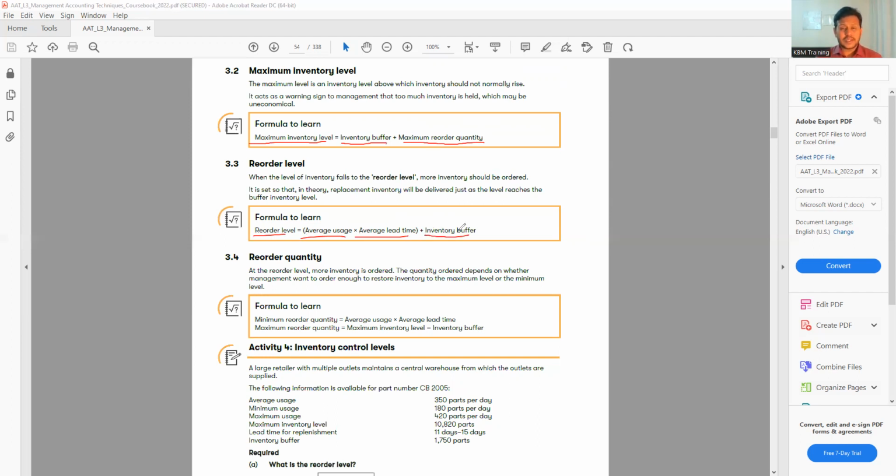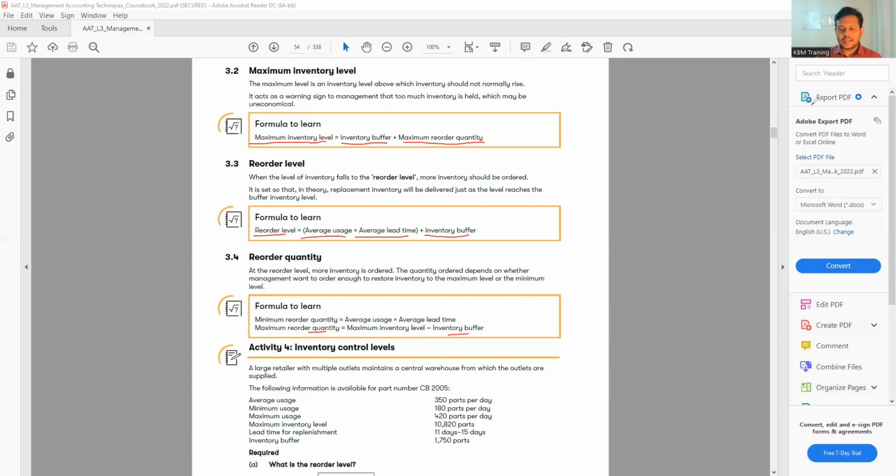Inventory buffer or buffer stock is sometimes called safety stock. For example, if you have a car, there is some reserve oil you have, even when the oil is finished, you can still use a little bit, so you have some reserve. So the buffer means even when the stock is finished, there is some safety stock you have, so we call it buffer stock. And then we have a reorder quantity. At the reorder level, more inventory is ordered; the quantity ordered depends on whether the management wants to order enough to restore inventory to the maximum level or minimum level. So minimum order quantity, average usage, average lead time, maximum order quantity, maximum inventory minus inventory buffer.